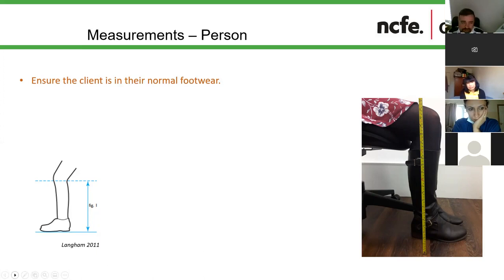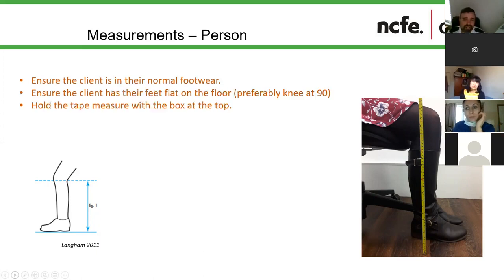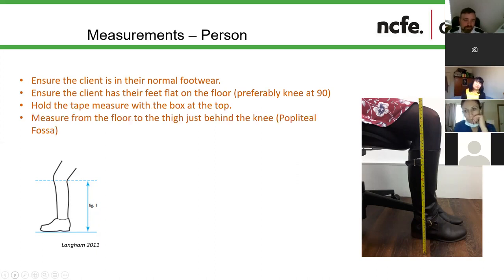And obviously make sure that they're in flat footwear. The knee's already at a 90-degree angle, and hold the tape measure from the top to the bottom. Measure from the floor to the thigh behind the knee, and you can use a pen to help measure from the top.